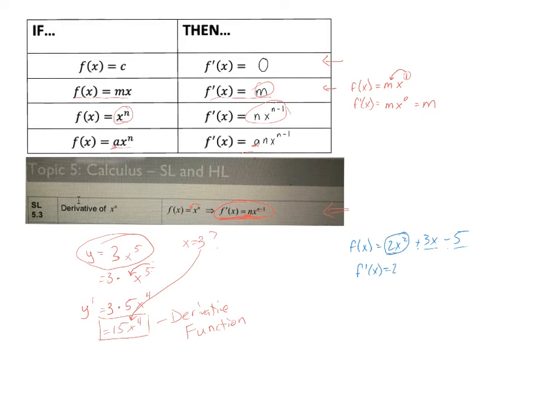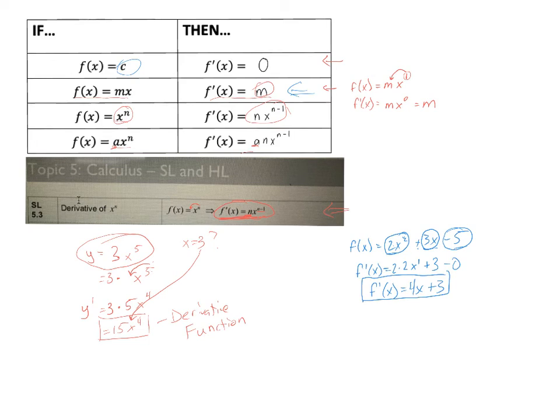So that's going to be 2 times, remember I'm going to bring the power forward, and then x to the, and then subtract 1 from the 2, which would be first power, plus, and then I'm going to look at the next part, which is 3x. And we know that the derivative, we had it up here, the derivative of a number times x is that number. And then in the end, we have a minus 5. And the derivative of any constant, even a negative, is 0. So I could go minus 0. And I put this all together, and I get my final answer, which is 4x plus 3. And that is the derivative function.